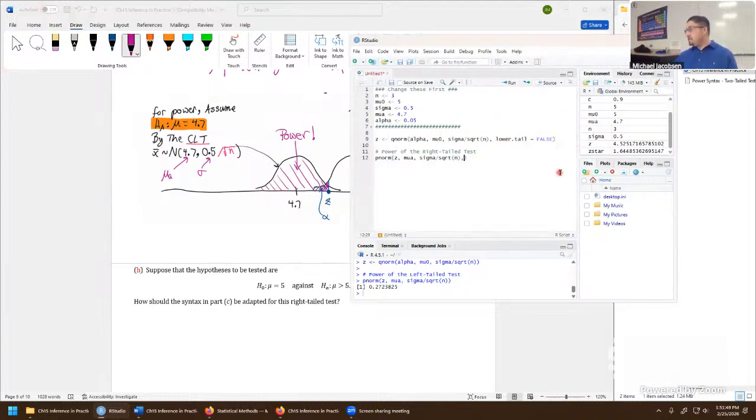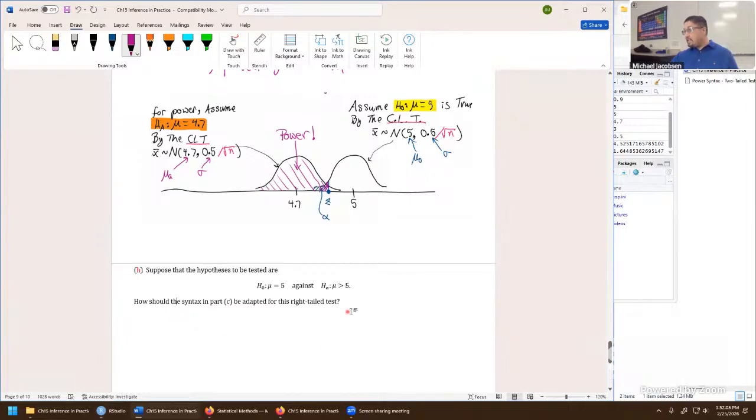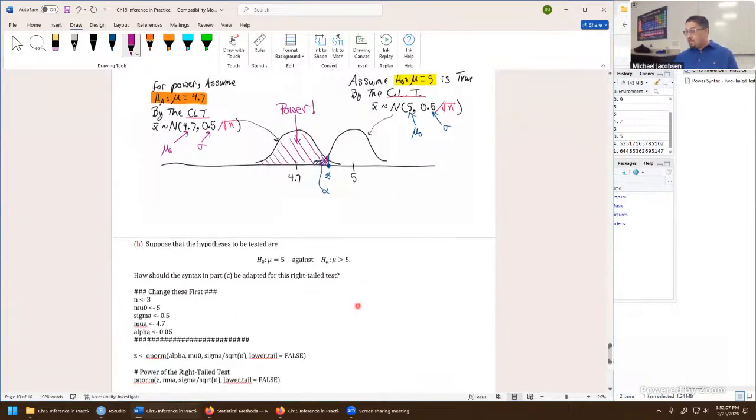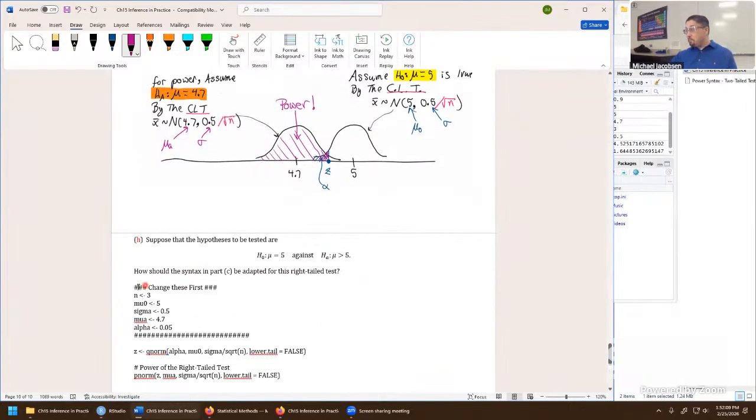And lower.tail equals false here. And that does it. The syntax is now ready to go for any right tail test that could come up. You definitely have to change all the values that you have to get from the context of the problem. Run this syntax here, and you'll get power, just like on the prior problem with the left tail test.